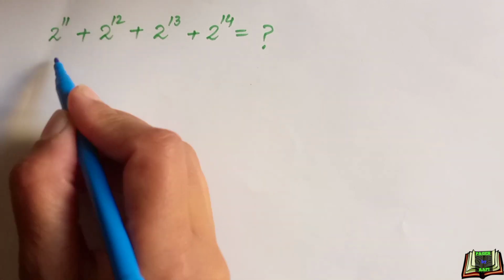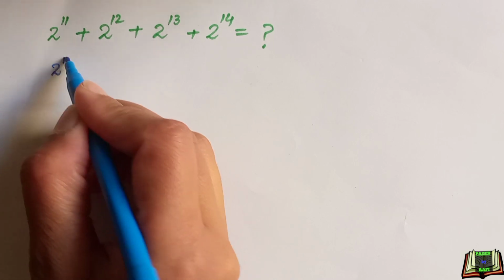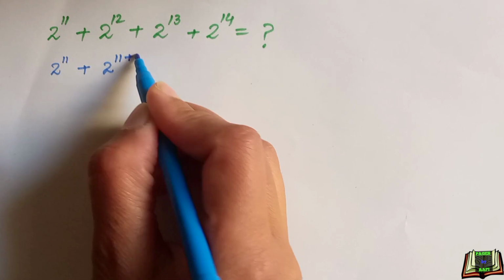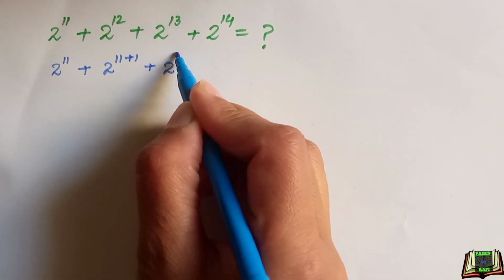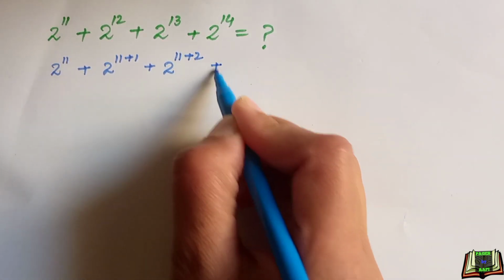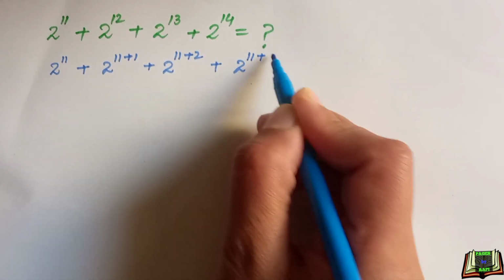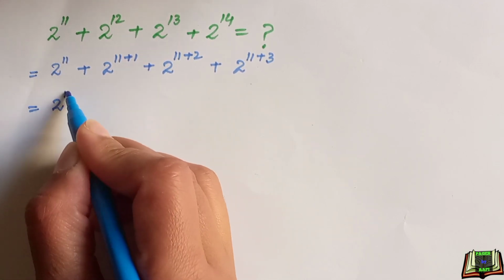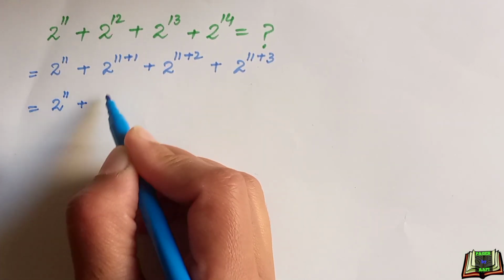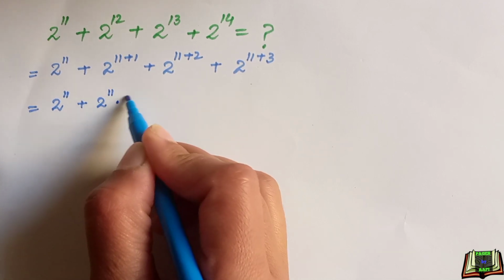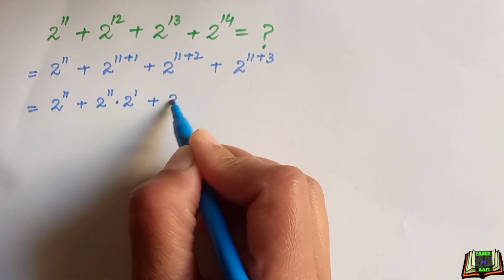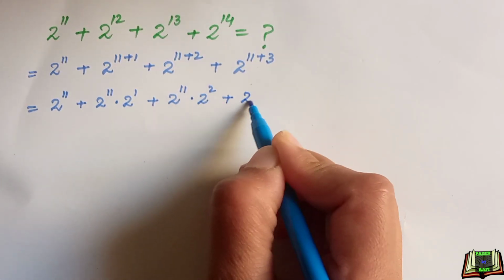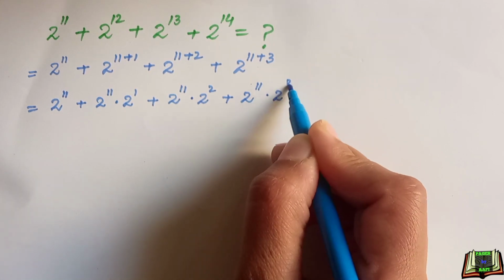We can write this expression as 2 to the power 11 as it is, plus 2 to the power 12 can be written as 2 to the power 11 plus 1. Similarly, 2 to the power 13 as 2 to the power 11 plus 2, and 2 to the power 14 as 2 to the power 11 plus 3. Now we are going to write it as 2 to the power 11 as it is, plus 2 to the power 11 times 2 to the power 1, plus 2 to the power 11 times 2 to the power 2, plus 2 to the power 11 times 2 to the power 3.